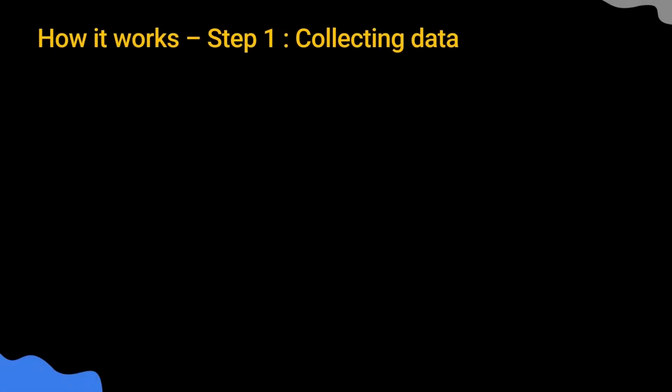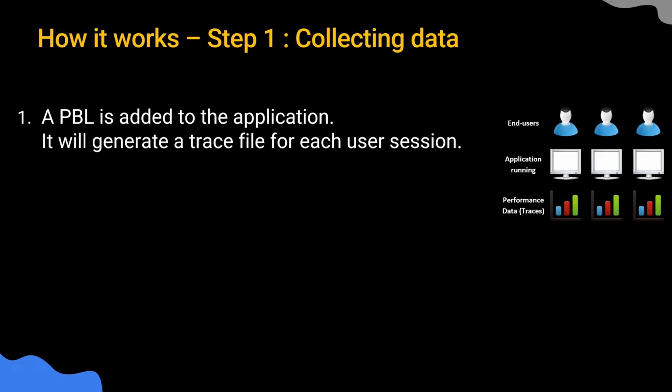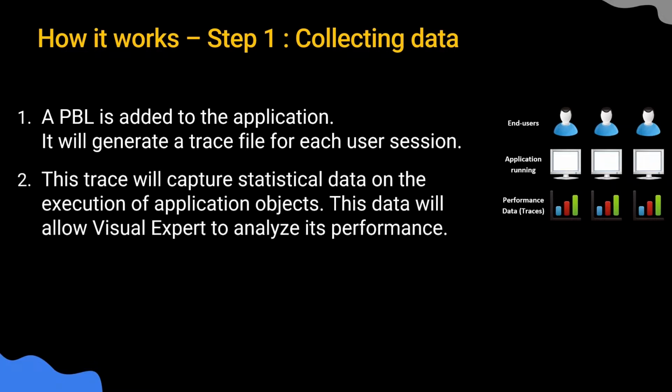Now, let me explain quickly how this is working. First of all, we need to collect data. So you will basically add a PBL in your application that will generate a trace file anytime there's a new session going, which means if you have several workstations generating the data, you will collect several files for each session and or workstation. These trace files will contain statistical data on the execution of the application objects.